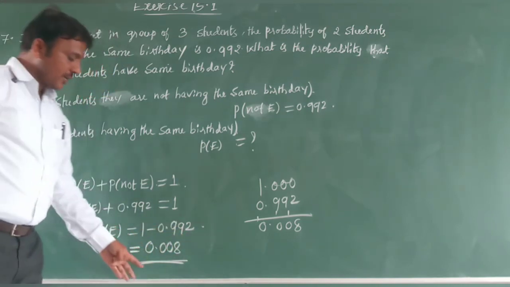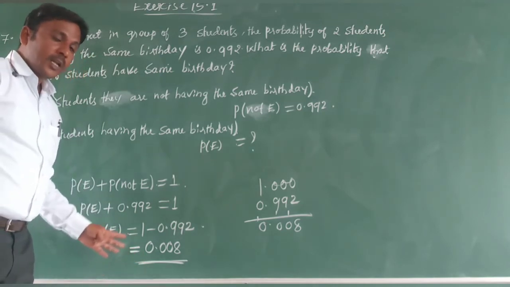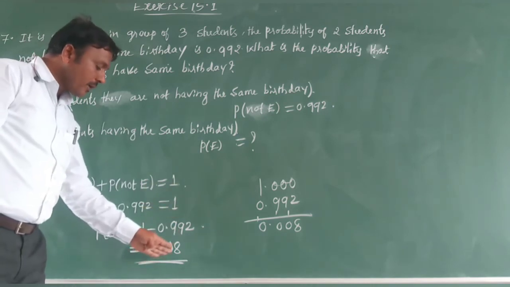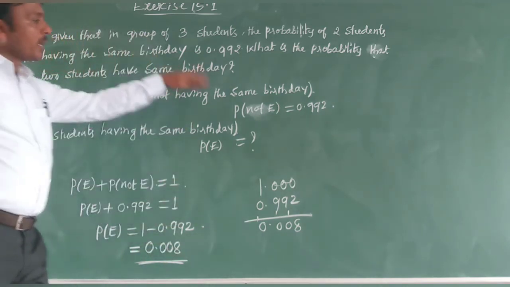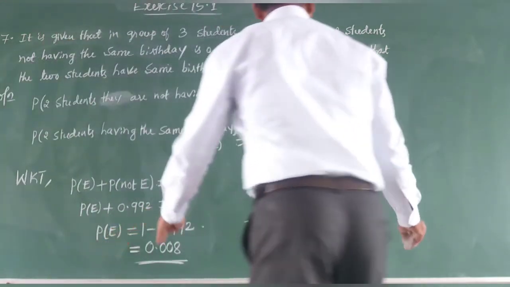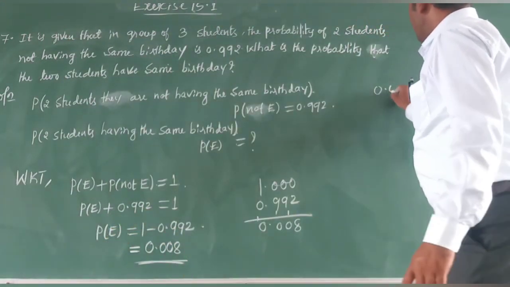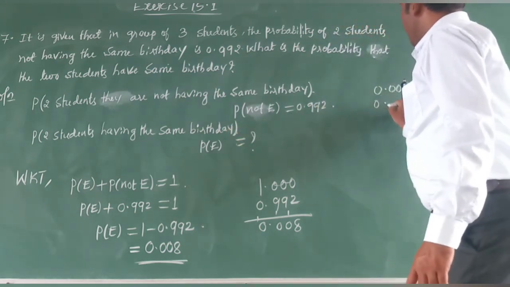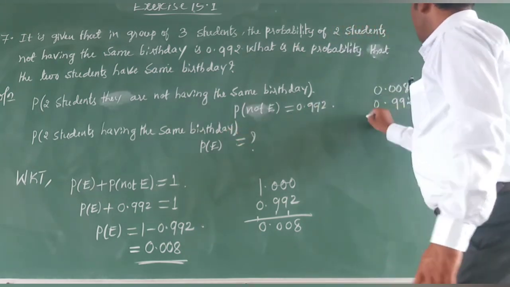0.008. If you add these two, the probability of an event, that is P of E, 2 students having the same birthday, is 0.008, plus not having, 0.992, that gives us 1. Check whether it is right or wrong. See, 0.008 is P of E, plus P of not E is 0.992. Whether that gives us 1 or not.